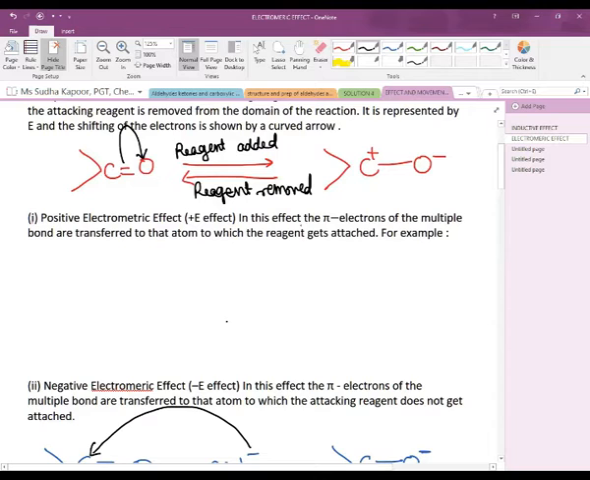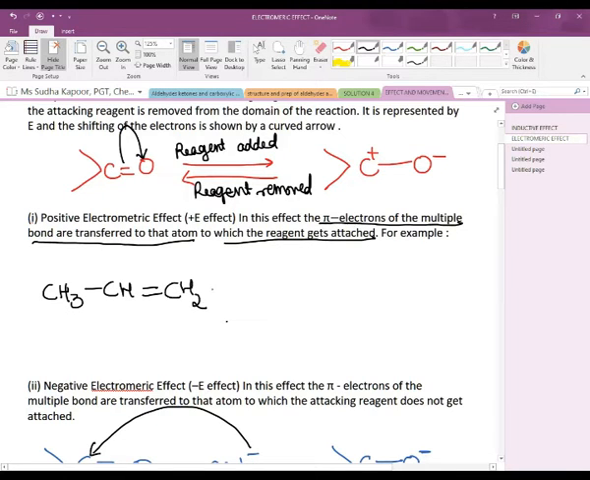In case of the plus E effect, the pi electrons of the multiple bonds are transferred to that atom to which the reagent gets attached. It means the pi electron as well as the reagent both are attached on the same group after the reaction. So let us take an example of propene. CH3, CH double bond, CH2, and H positive is added. So we can see that the bond is shifted on CH2 and the H positive, that is the electrophile here.